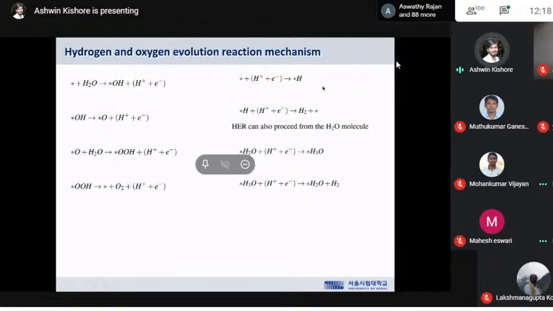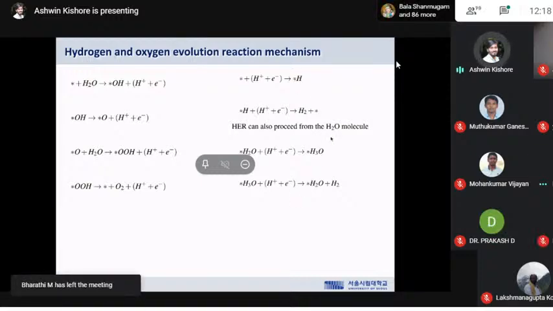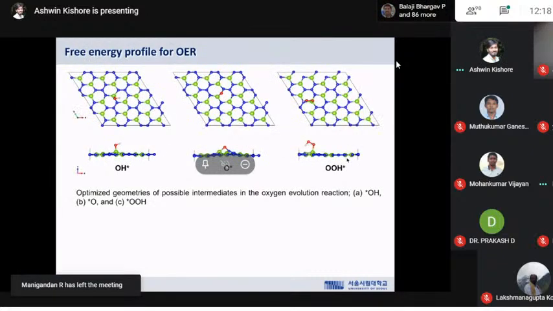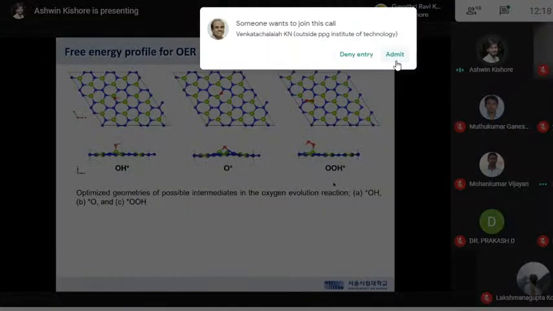proceed via 2 different pathways, either by adsorbed hydrogen or the adsorbed H3O. So we considered both pathways in our study. So these are the geometry optimized geometries of optimized intermediates. We can consider different positions, and these are the lowest energy positions: OH adsorbed, O adsorbed, and OOH adsorbed on the surface.